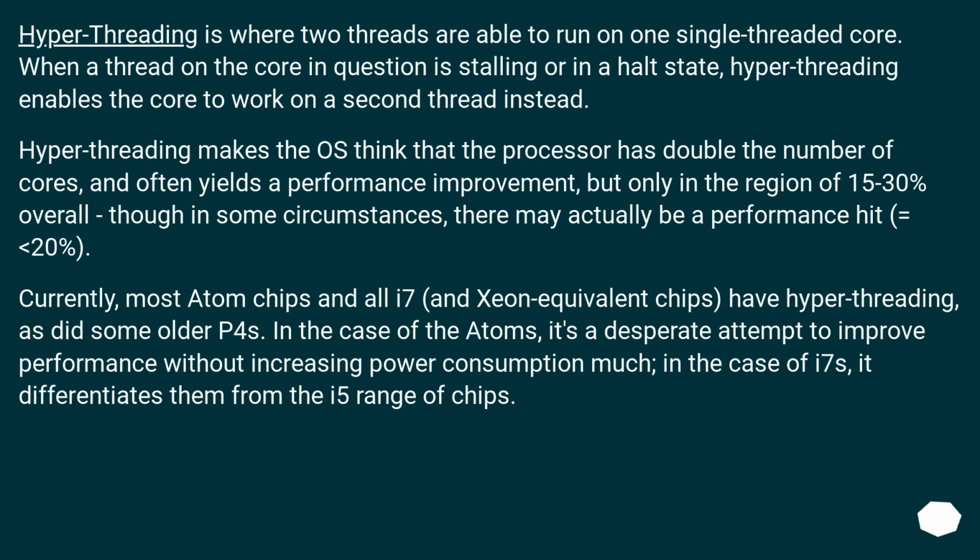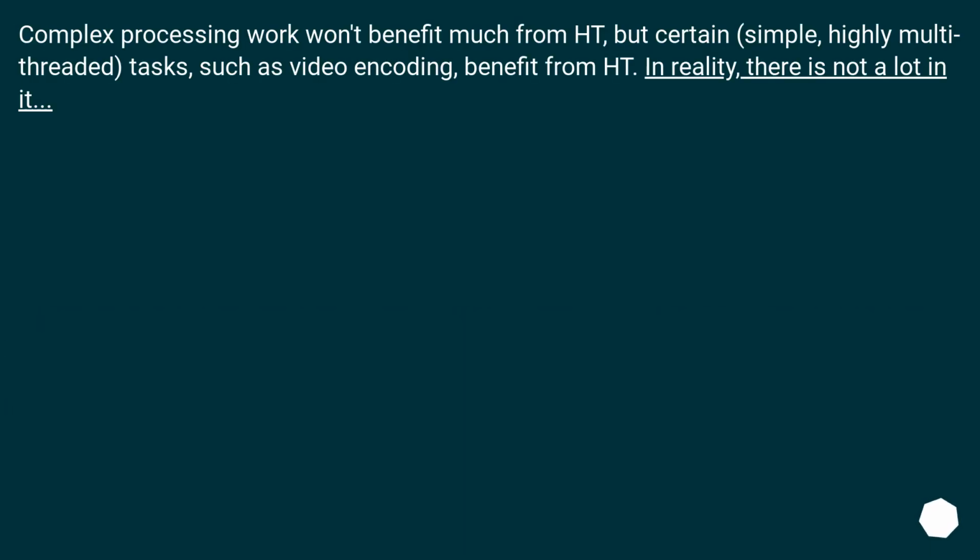Currently, most Atom chips and all i7 and Xeon equivalent chips have hyperthreading, as did some older P4s. In the case of the Atoms, it's a desperate attempt to improve performance without increasing power consumption much. In the case of i7s, it differentiates them from the i5 range of chips. Complex processing work won't benefit much from hyperthreading, but certain simple, highly multi-threaded tasks, such as video encoding, benefit from hyperthreading. In reality, there is not a lot in it.